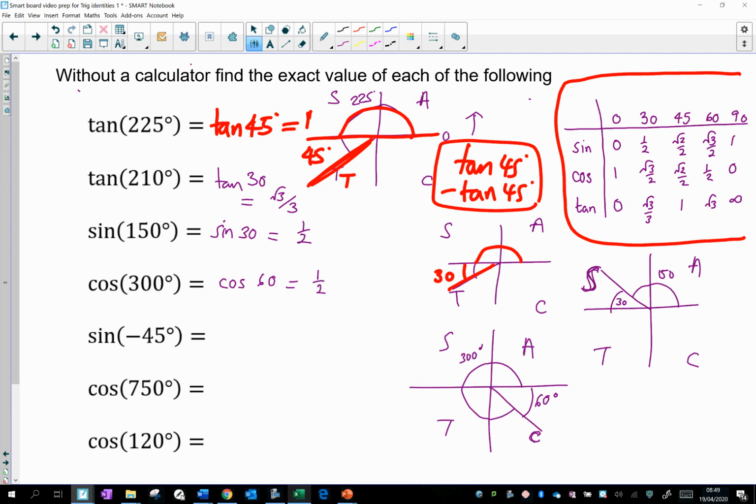Sine of minus 45. Now, to show a negative angle, I'm going to do it over here. Remember, negative angles are measured in this direction.